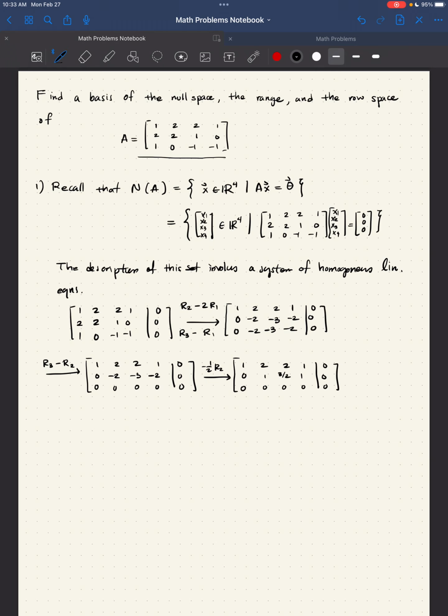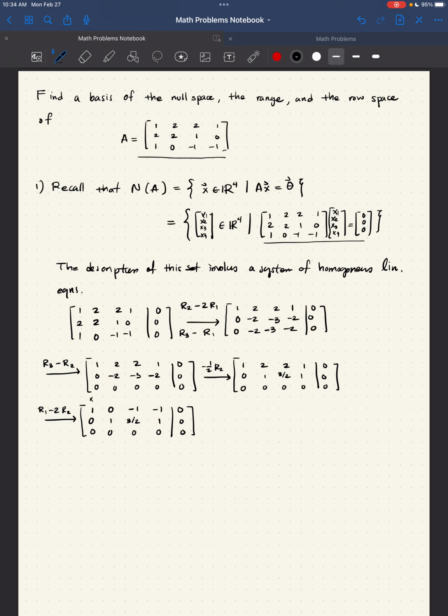And finally, I'll take an additional row operation, which would be to row 1, I subtract twice row 2 to obtain the following matrix: 1, 0, negative 1, negative 1, 0, 0, 1, 3/2, 1, 0, 0, 0, 0, 0, 0. Okay, now, what is it that we read from this system? Well, recall that this is nothing else but an equivalent description of the definition associated with the null space of A.